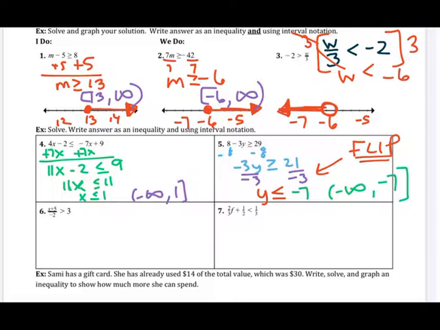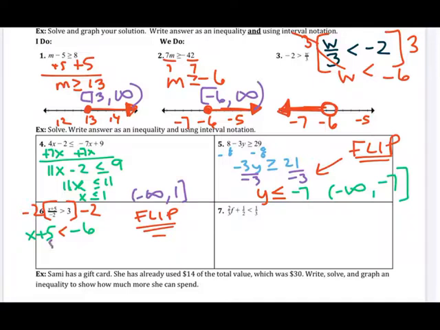Number 6, to get x plus 5 by itself, I need to undo this dividing by 2. To undo dividing by negative 2, I'm going to multiply both sides by negative 2. I'm multiplying by negative 2, so that's setting off an alarm in my head that I'm going to need to flip my inequality. So on the left, I'm going to have x plus 5. On the right, 3 times negative 2 is negative 6.